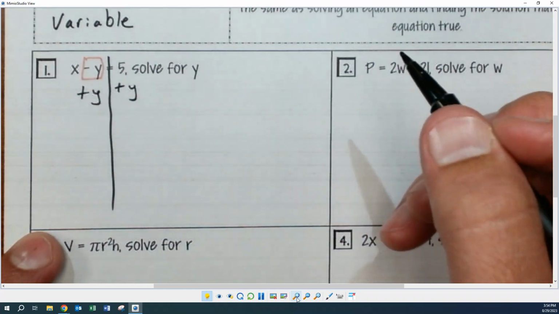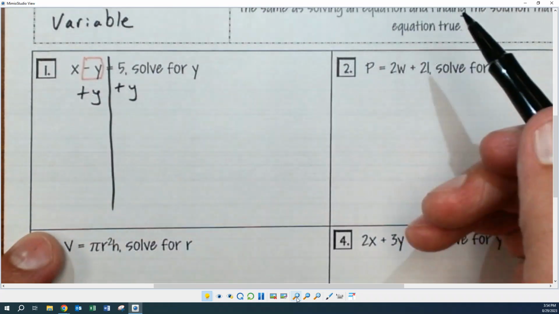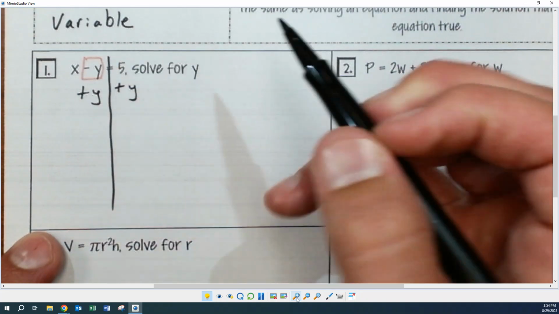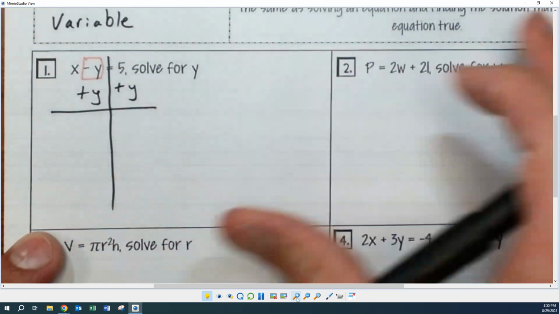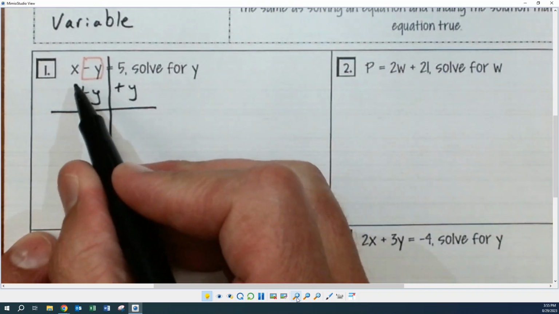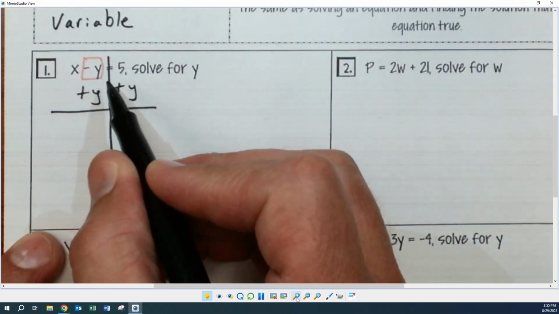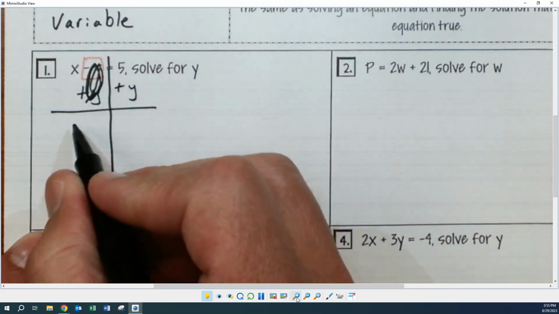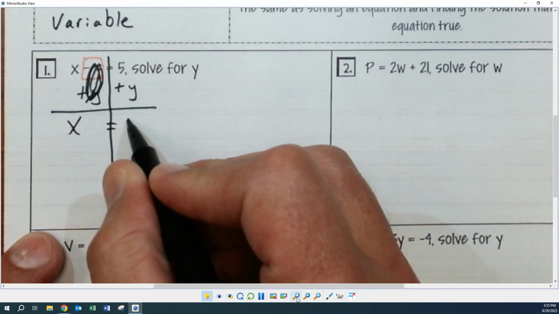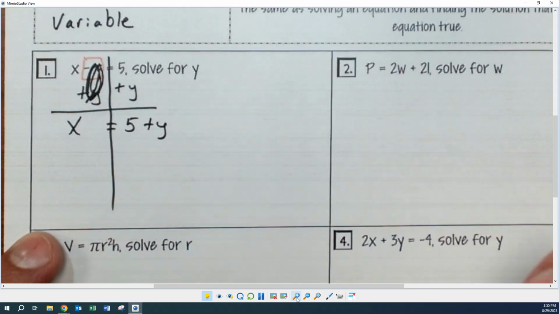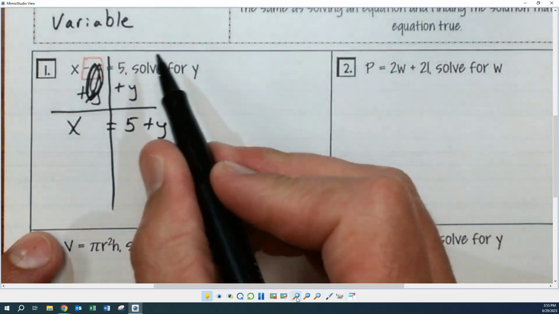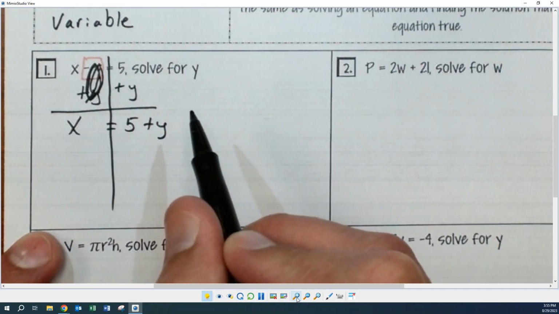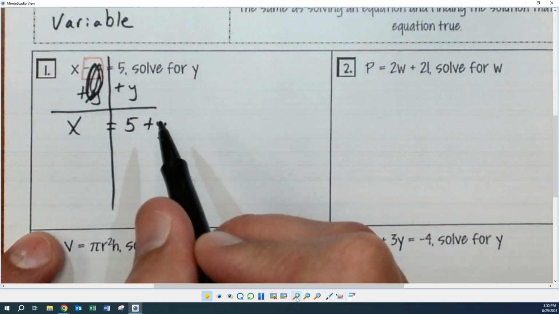I'm going to treat it just like a number. The only difference is when I add or subtract it, I'm not adding or subtracting to an actual number. I'm not doing any arithmetic. I'm just moving pieces around. On this left side, this goes away. It zeroes out, which is what I want. I have x equals 5 plus y. Again, I want to get y all by itself. So if I was solving for x, boom, I'm done right here. But I'm solving for y, so I need to do one more step.